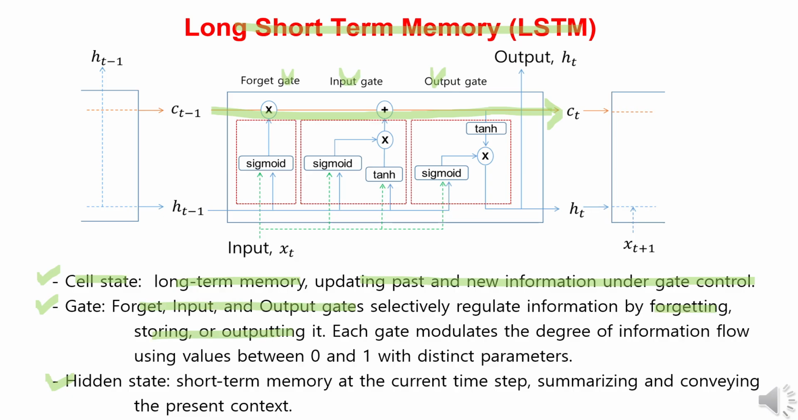Each gate passes through a sigmoid function to produce values between 0 and 1, controlling how much information is reflected. Each gate also has its own parameters and operates independently. Finally, the hidden state serves as short-term memory at the current time step, summarizing and conveying the present context. In summary, LSTM maintains long-term memory through the cell state and conveys short-term context via the hidden state.